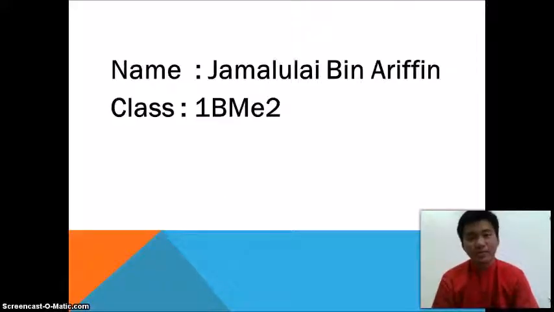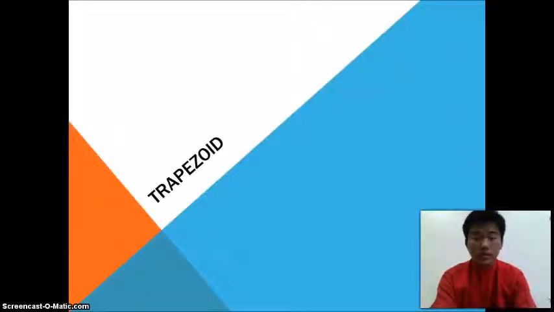Assalamualaikum warahmatullahi wabarakatuh. My name is Jamalulai bin Ariffin, and I'm from 1BME2. So today I would like to explain about another three things of quadrilateral, which is trapezoid, isosceles trapezoid, and also a square. These things we have learned in our secondary school and even our primary school. So we will start with trapezoid first.